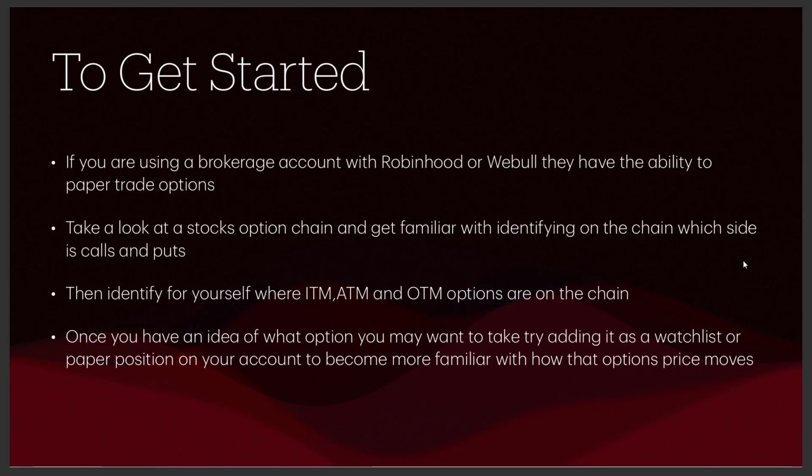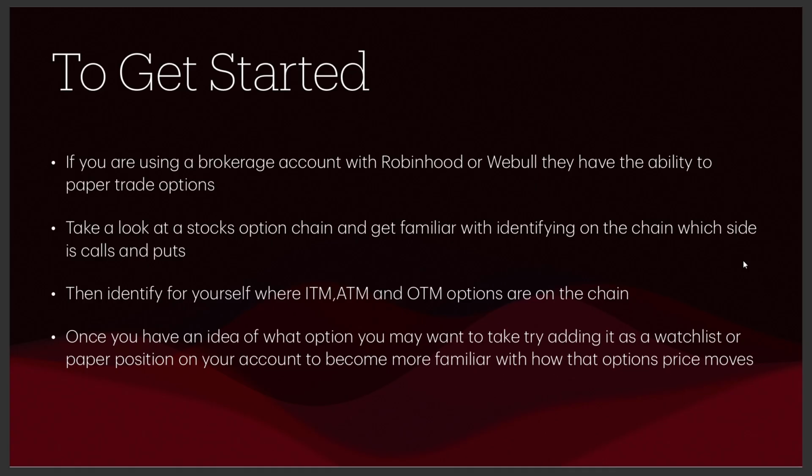Once you have an idea of what option you want to buy and how to locate it, you would add it to your watch list or paper position, and then just watch it. Become familiar with how it reacts to the underlying movement. Watch how it decays, and over time you'll become more comfortable with how to trade those options.